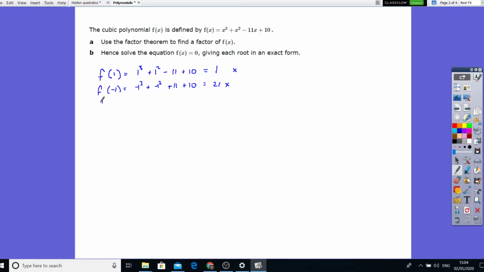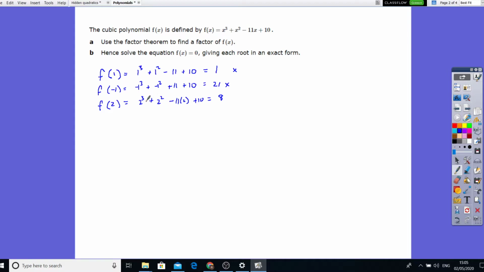Let's try, now thinking about it, let's try 2. Okay, 2 goes into 10, so 2 cubed plus 2 squared minus 11 times 2 plus 10. Okay, so what we're going to get here is we're going to get 8.